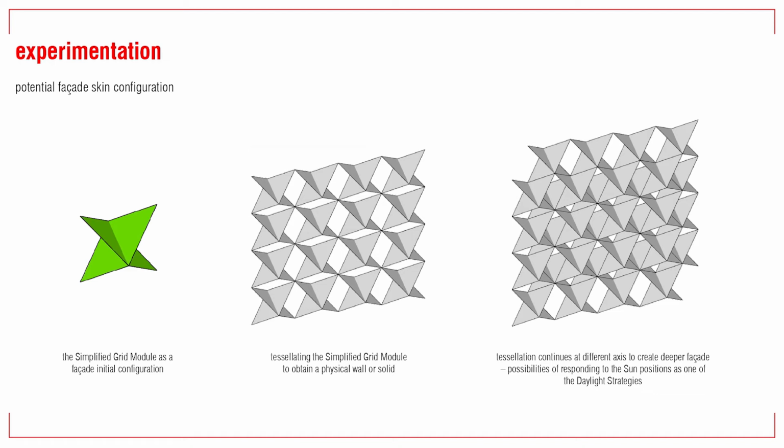I also tried to be experimental with the green module, tessellating the green modules. A new pattern could be obtained, and interestingly, it could be transformed into a physical wall or a facade. When the tessellation continues at different axes, we could get a deeper facade, which could be a possibility for the facade to respond to sun positions, and this could be one of the daylight strategies in this project.